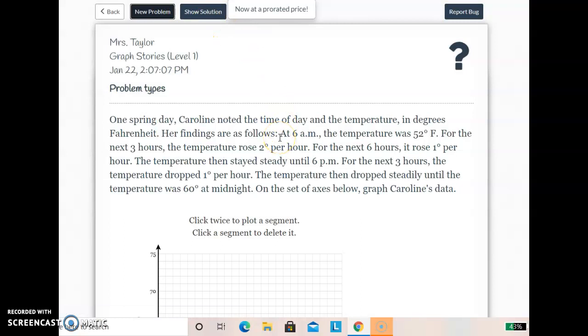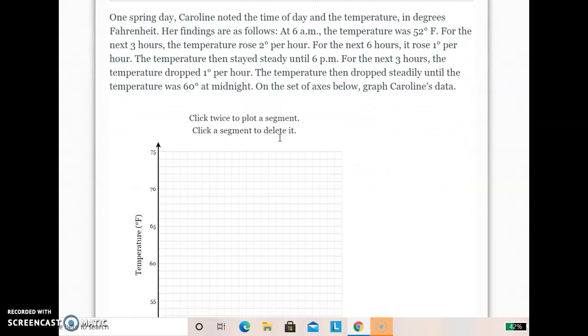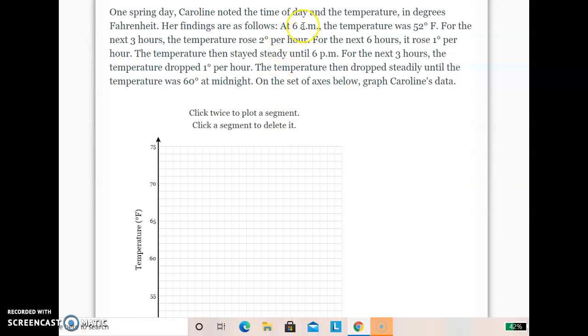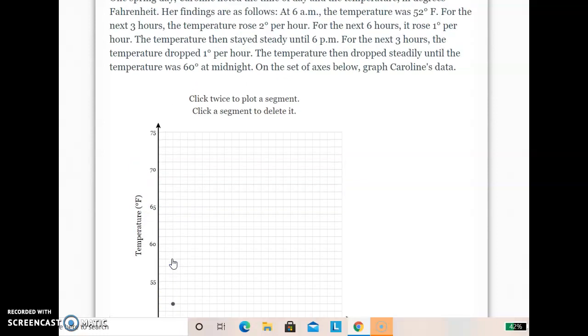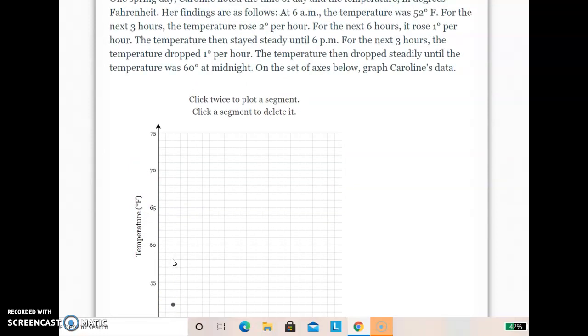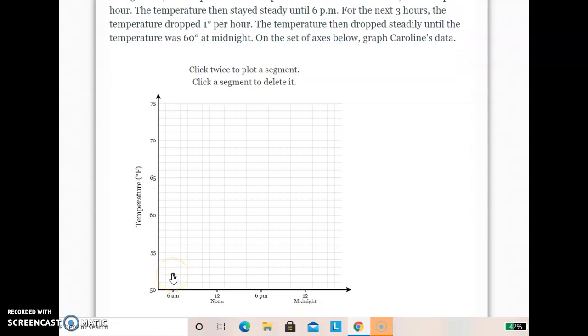So this is temperature. So one spring day, Caroline noted the time of day and the temperature. Her findings are as follows. So at 6 a.m., the temperature was 52 degrees. So I'm going to go to 6 a.m., up at 52. That's where I'm starting. For the next 3 hours, the temperature rose 2 degrees per hour. So from here, and I'm doing this for 3 hours, I'm going up 2 each hour. So that's 2, that's 4, that's 6. And that was 3 hours of that.